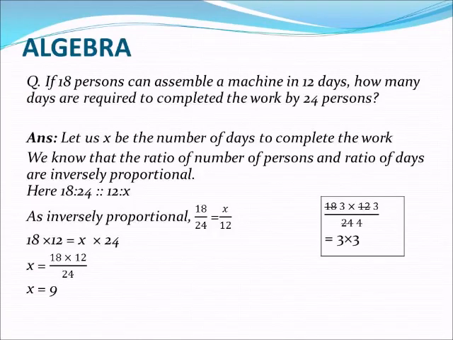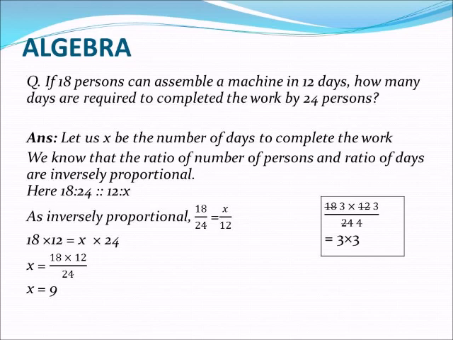Dear friends, today's question is, if 18 persons can assemble a machine in 12 days, how many days are required to complete the work by 24 persons? Here there is a relation between the number of persons and the number of days required to work. Given that 18 persons can assemble it in 12 days, we have to find out how many days 24 persons will take to complete the assembling of the machine.